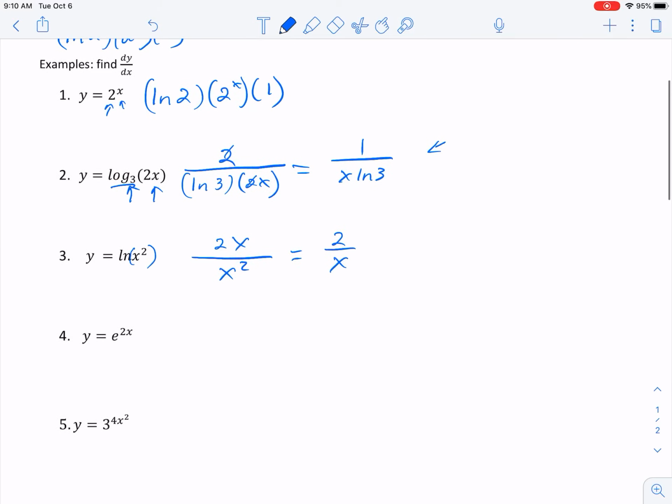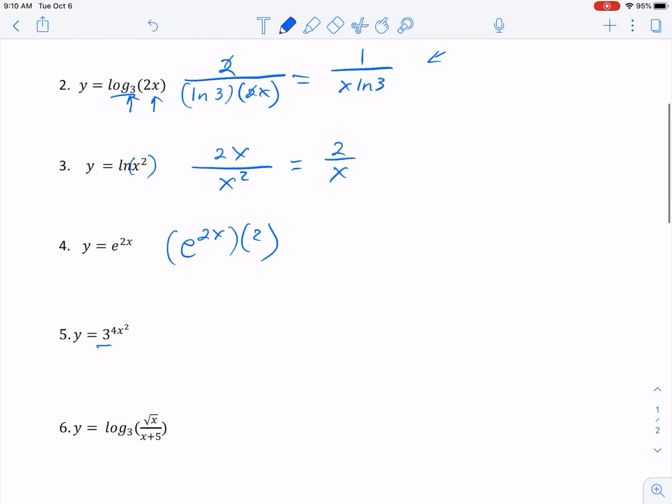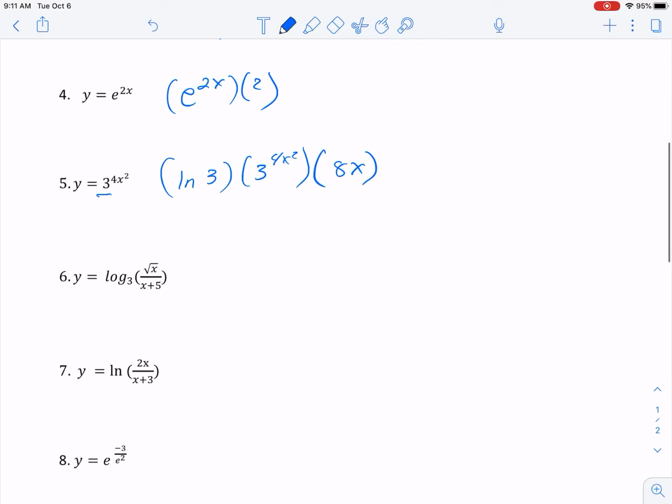Okay, e to the 2x is e to the u times u prime. This is a to the u, so you have the natural log of a times a to the u times the derivative of u, which is 8x. Oh man, it got messy. All right, log function. First we need u prime. Oh man.